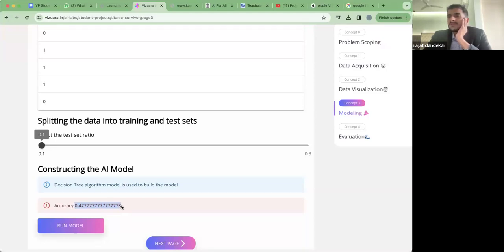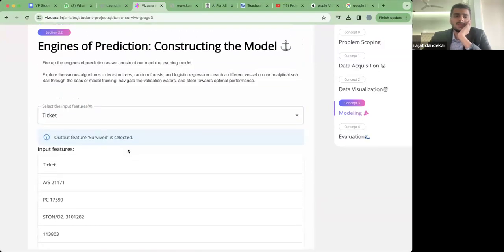So the meaning of this 47% is that out of 100 times, 47 times the model is giving correct answers, and 53 times the model is giving wrong answers. So this is a very bad accuracy. Okay, let us see if we can do better.